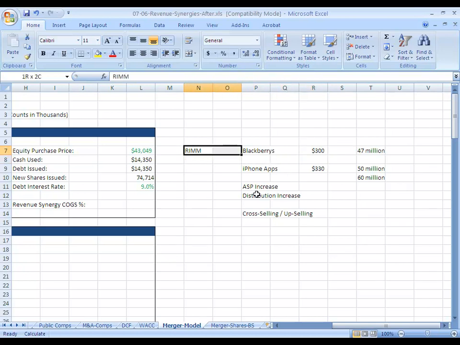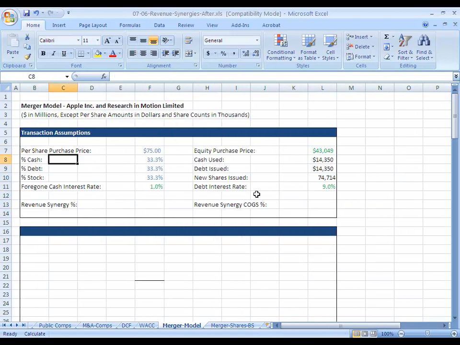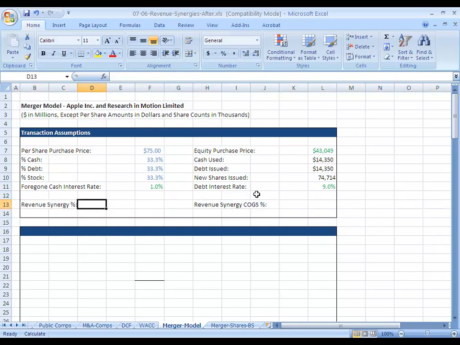In this case, though, we're actually going to do something even simpler, which is we're just going to assume a percentage increase. Now the revenue synergy percentage here, this could be based on either the seller's revenue or the buyer's revenue.